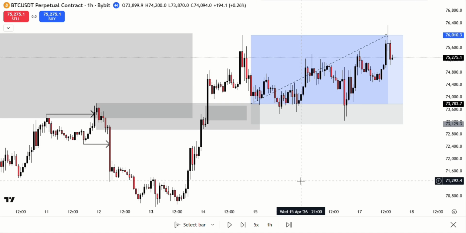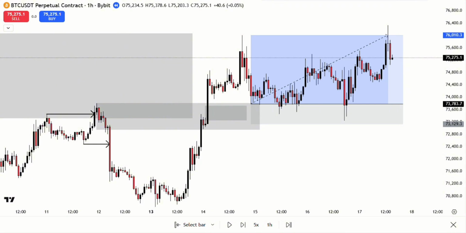It's pretty simple, it's pretty basic, but it works, and you can try it as well. And yeah, this is flip zones.